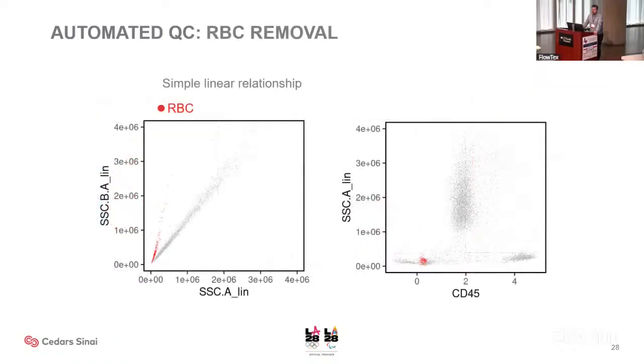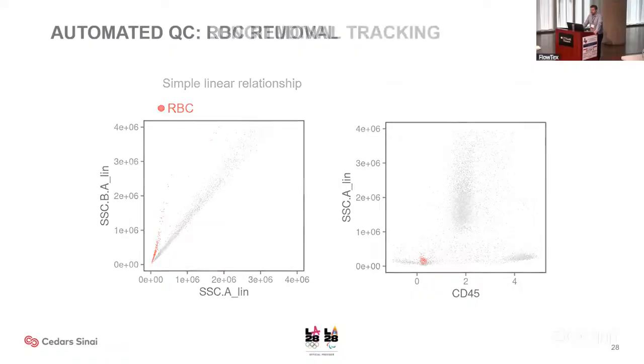One of the nice things about the Cytek instrument is it collects scatter off of both the blue and violet laser. And if you look at the linear relationship between the side scatter off of those two lasers, you can very easily detect red blood cells because they have a different pattern than normal nucleated cells. So we can automatically exclude those cells very easily.